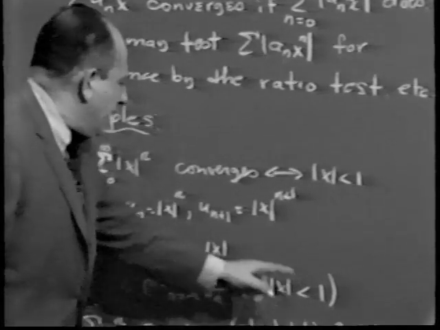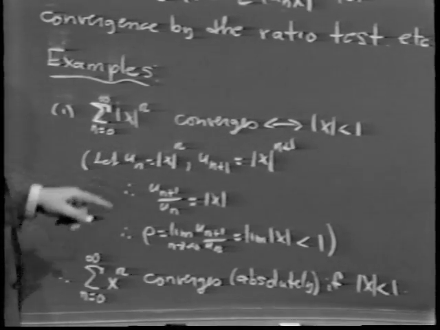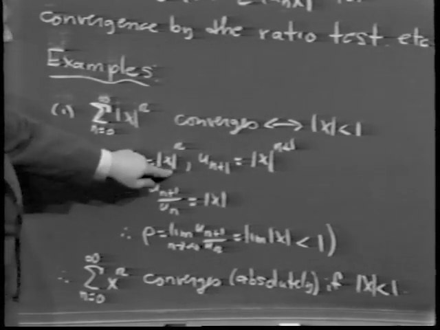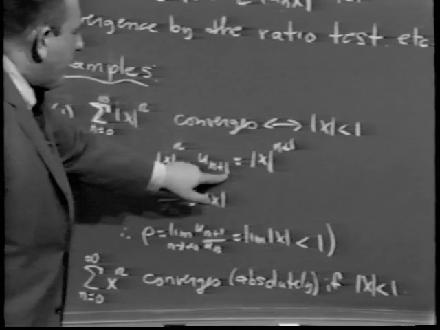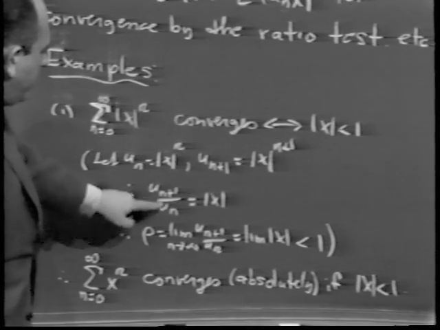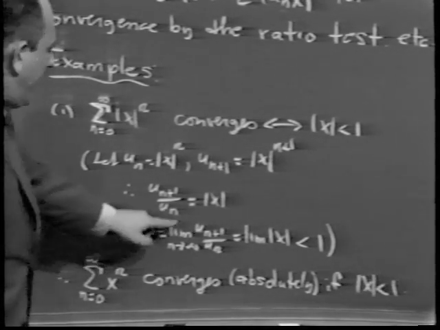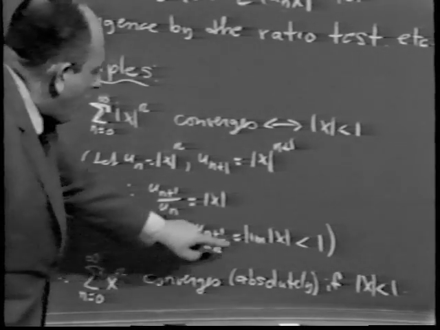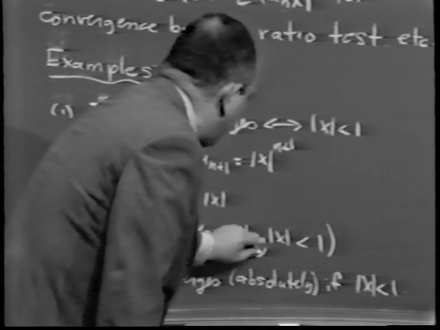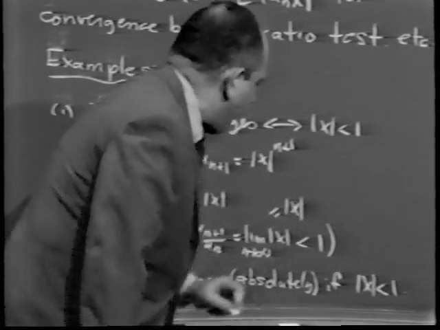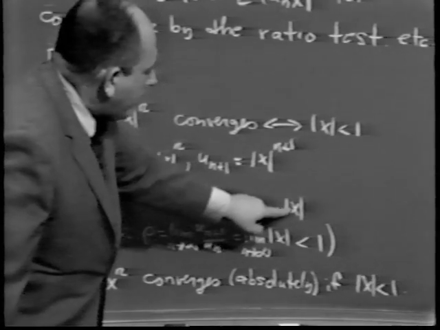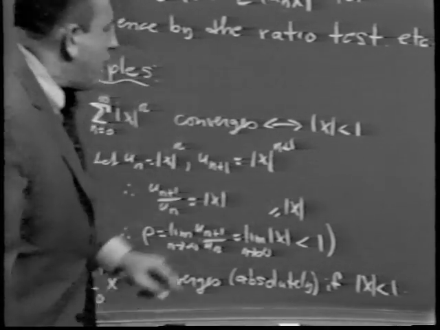By the way, let me make a little aside here. Many people would tackle this problem by the ratio test, as I hinted at earlier. Namely, let the nth term be the absolute value of x to the nth power. Then the n plus first term would be the absolute value of x to the n plus first power. Then the ratio between these two would be the absolute value of x. Therefore, rho, which is this limit, would be the limit of the absolute value of x as n goes to infinity. That's just equal to the absolute value of x itself. And for convergence, notice that rho must be less than 1, and that says the absolute value of x must be less than 1, just as we did over here.